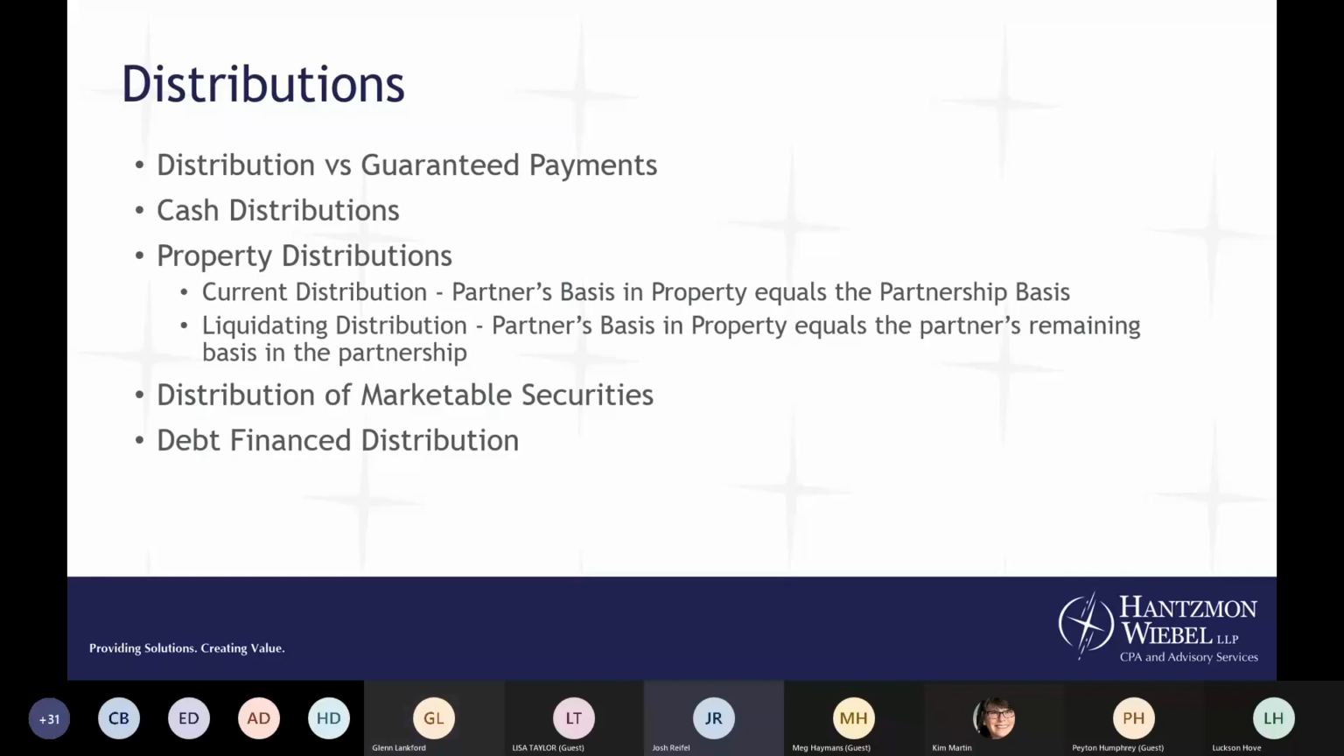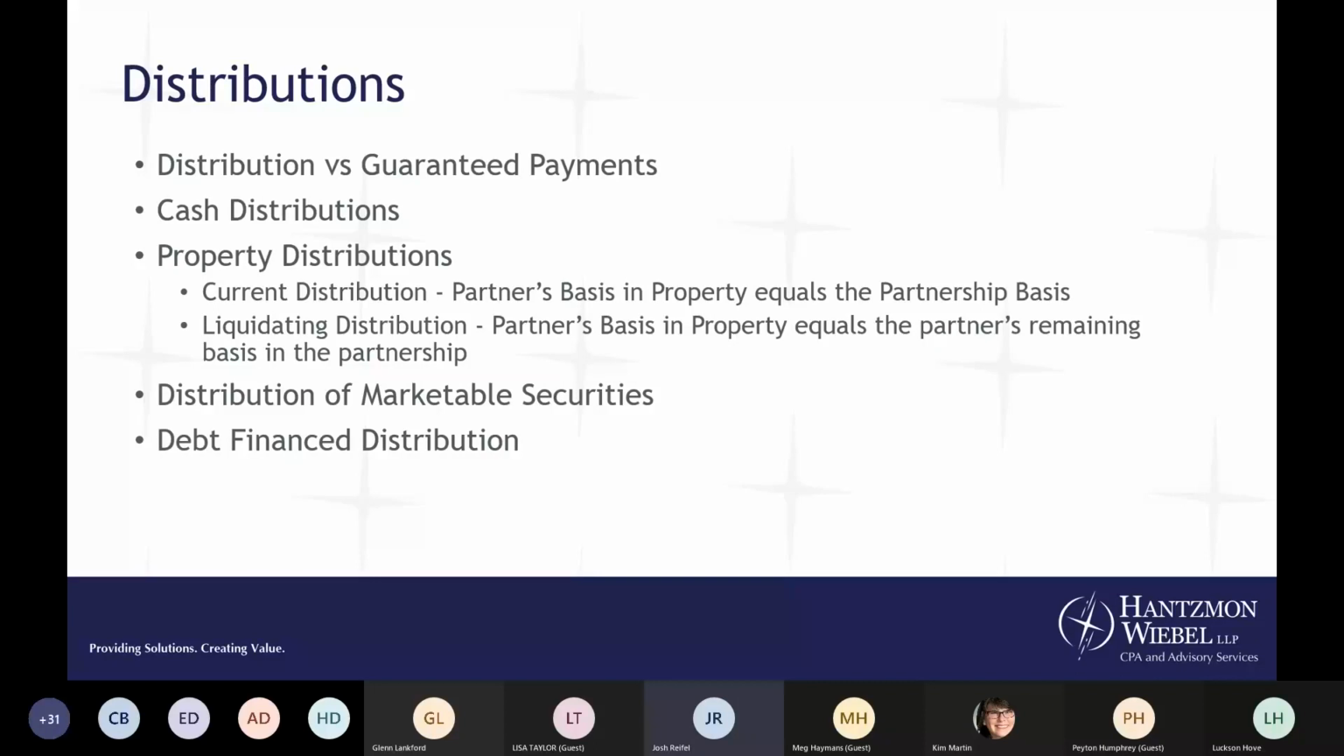Property distributions are slightly different. This would be if the partnership distributed land or a building or even a desk or a computer, any piece of property. If it's a current distribution, meaning that the partner is not leaving the partnership, the partner's basis in the property equals the partnership's basis. So if you give a partner a distribution of land that has a basis in the partnership of $1,000, it reduces the partner's basis by $1,000.